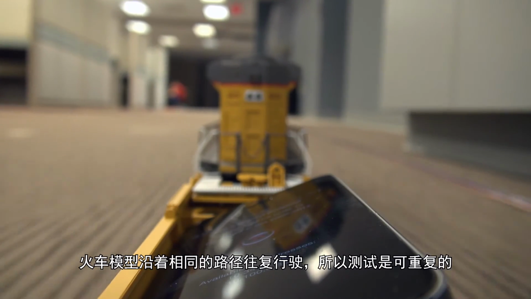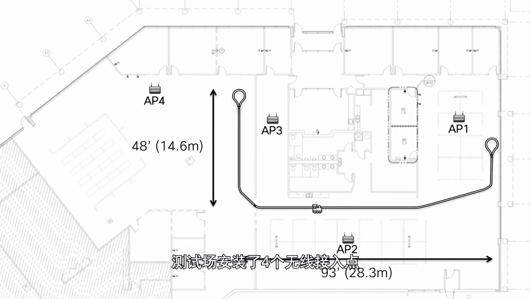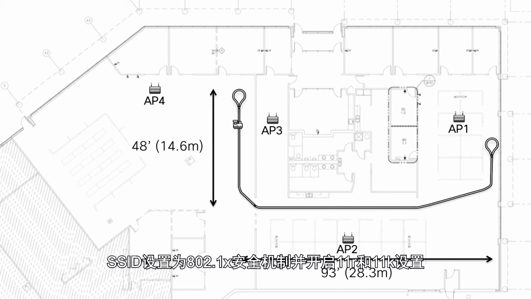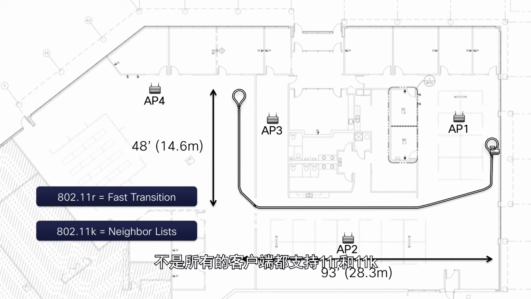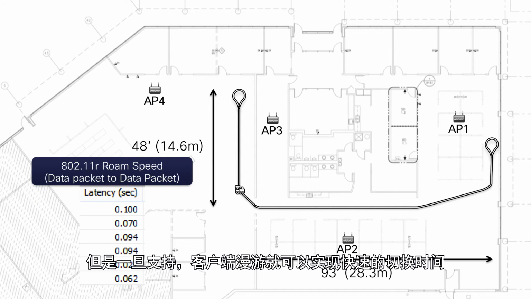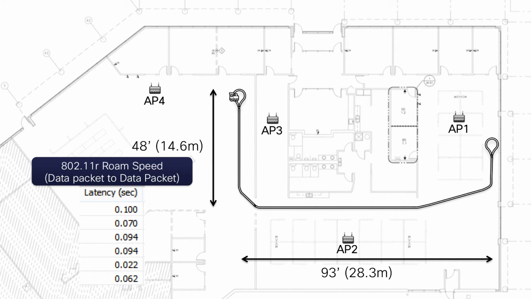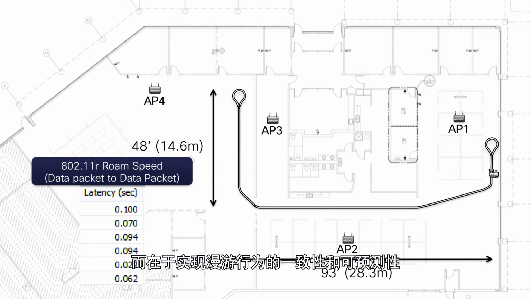The train always follows the same path, so tests are repeatable. We set up 4 APs throughout an office building, configured with 802.1x security. 802.11r and K were also enabled. Not every device supports 11R and 11K, but the ones that do enjoy speedy roam times. So we find with 11R, it's no longer about the speed of the roam because the roams are always fast. It's about the roaming consistency and predictability.